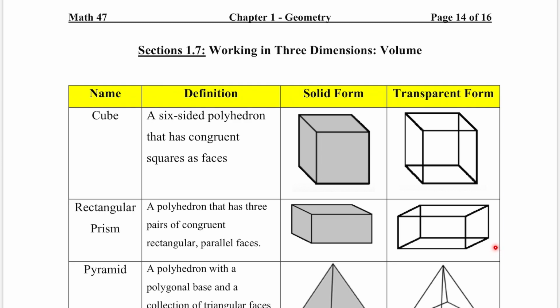Next, I have the rectangular prism. It's made of 3 rectangles. The top and the bottom will have the same measurement. The front and the back will have the same measurement, and the 2 sides will have the same measurement.